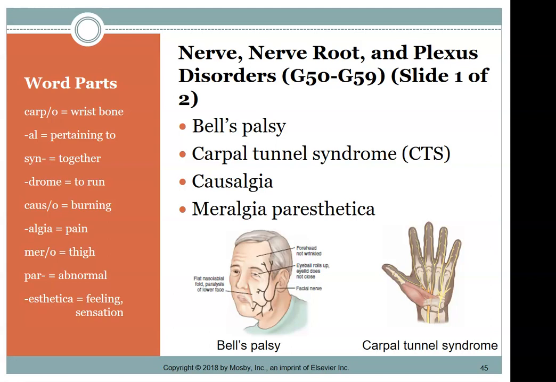Causalgia is nerve pain, described by patients as a burning pain. Meralgia paresthetica is a condition of burning, tingling sensation in the thigh caused by injury to one of the femoral nerves. And your word parts: carpo equals wrist bone, al is pertaining to, syn equals together, drome is to run, causo is burning, algia equals pain, mero is thigh, par equals abnormal, and aesthesia is feeling or sensation.